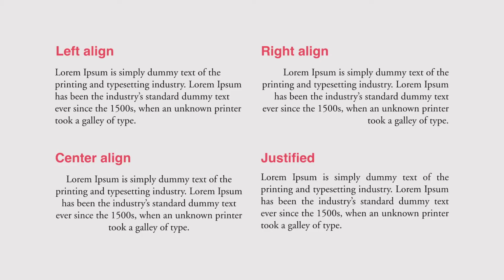For paragraph alignment, you can choose from left align, right align, center align, and justified. In general, right aligned is rarely a good choice. Center aligned text can work with small amounts of copy or for a headline, but for the most part, you'll want to left align your body copy paragraphs.